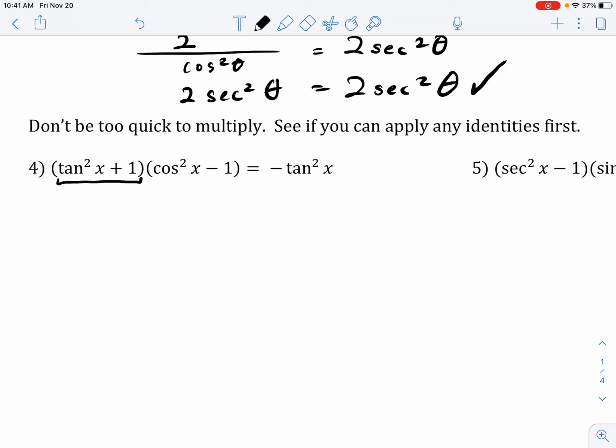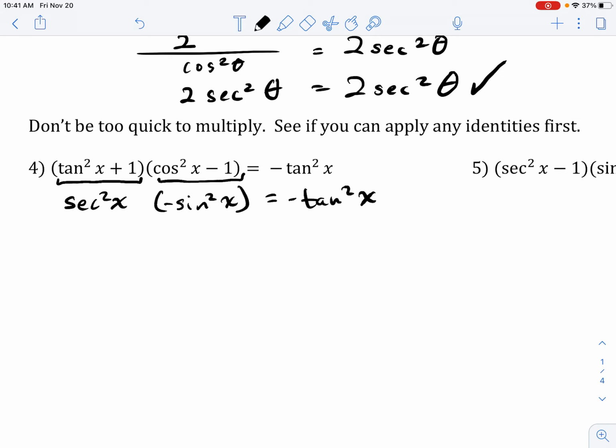So all of this is equal to secant squared x. There's a Pythagorean identity for us. And cosine squared x minus 1, well, this is equal to negative sine squared x. And all of that is equal to negative tangent squared x. And that's what we're trying to show that this left side is equal to.